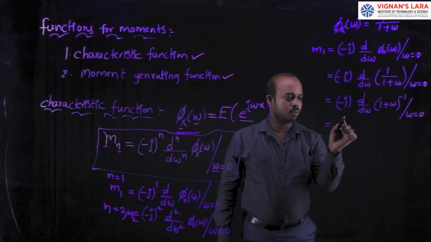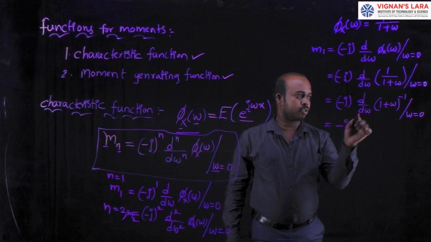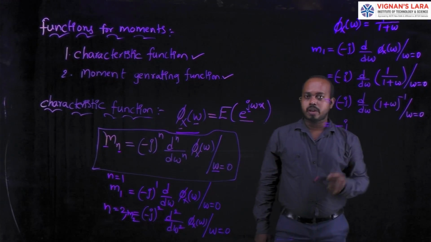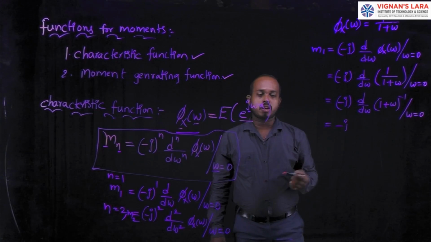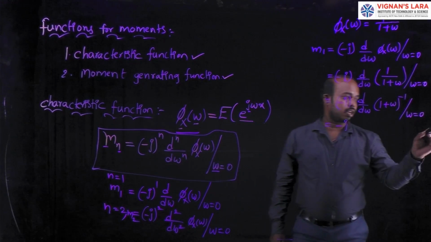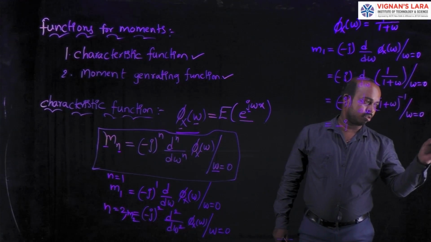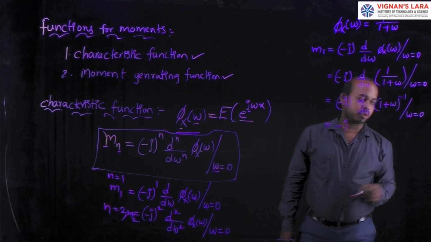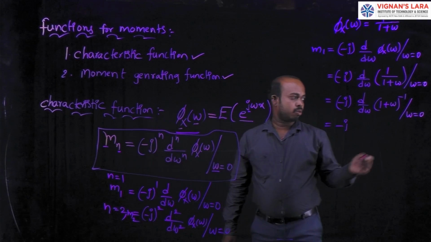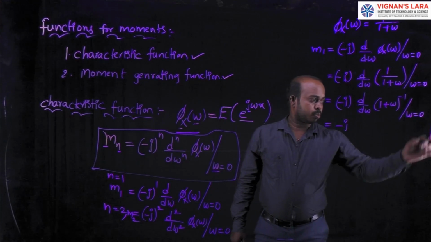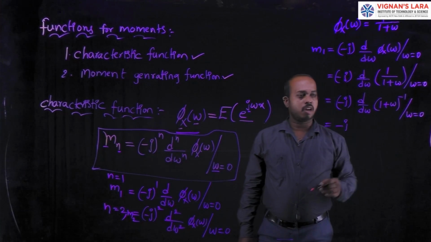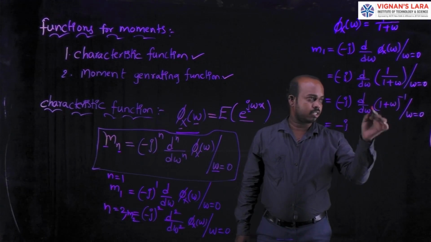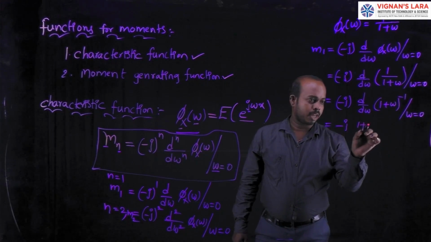Now I am applying the differentiation on this one, using the property of x power n. That means d by dx of x power n is equal to n into x power n minus 1. Based on this property, I can apply the differentiation on this quantity.